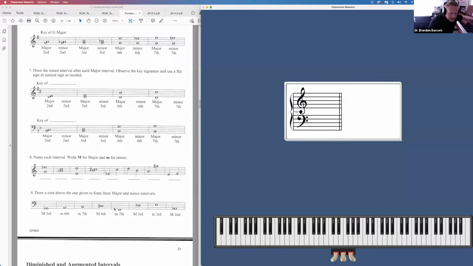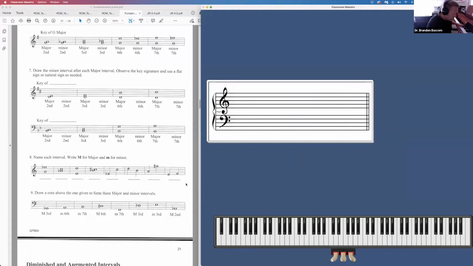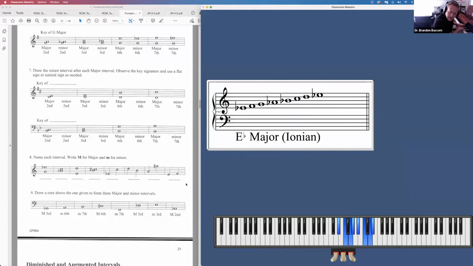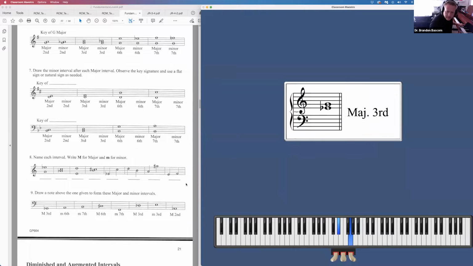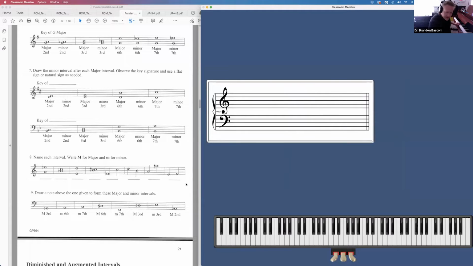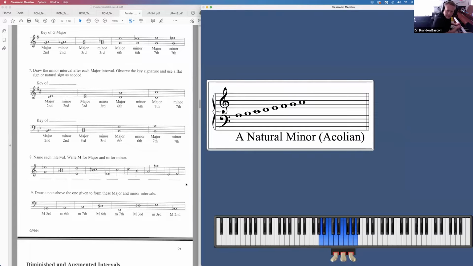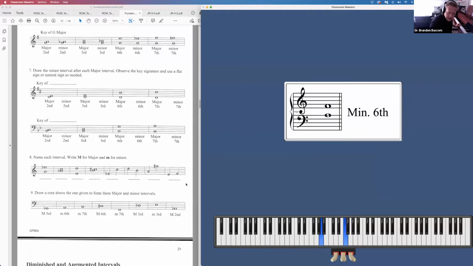Okay, in part 9, they've given us a specific interval they want us to come up with. So the first one, they want a major third above an E flat. So here's my major E flat scale. The first and the third note make up my major third. In the second example, it's a minor 6th they want. From my minor scale, there's my minor 6th.